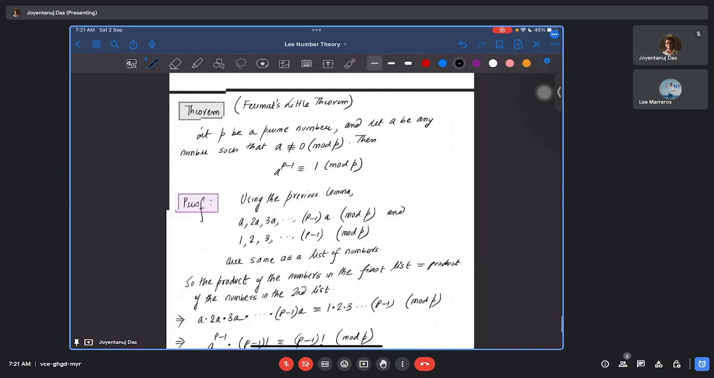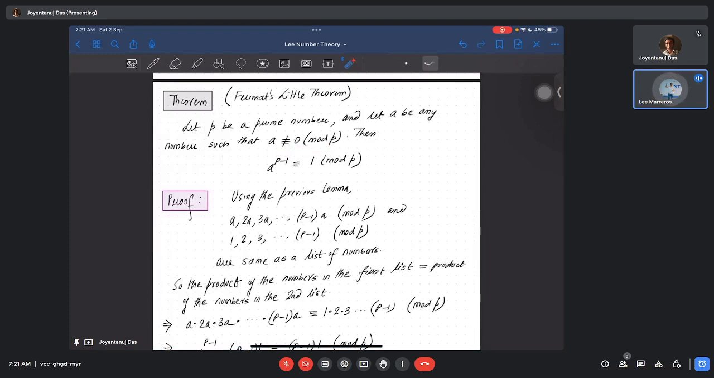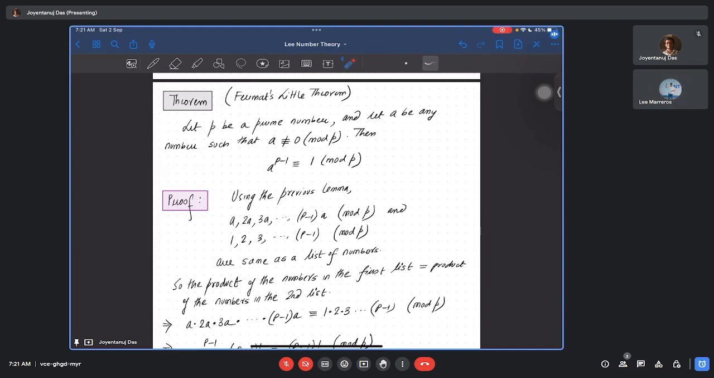Yes. So here we have only the condition that A is not congruent to 0 mod P. That is not the same as saying A and P must be coprime. No, that is not the same. Because P divides A, so A congruent to 0 mod P implies P divides it. So not congruent means P does not divide it.